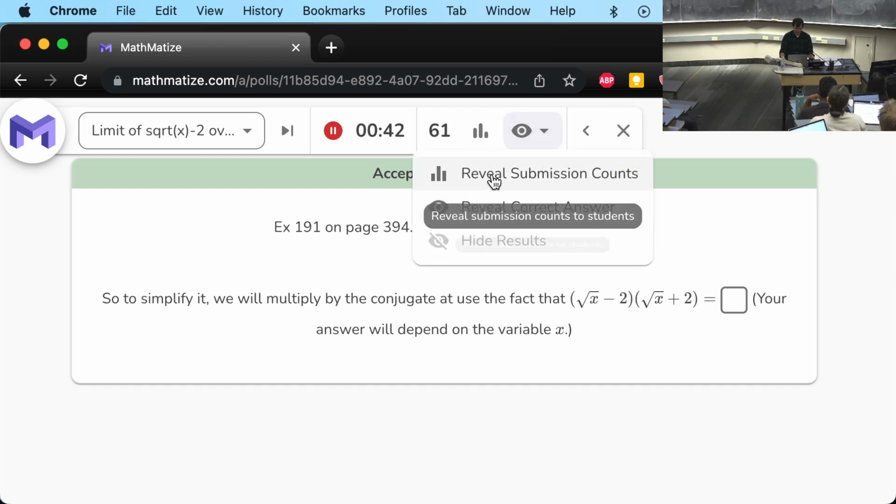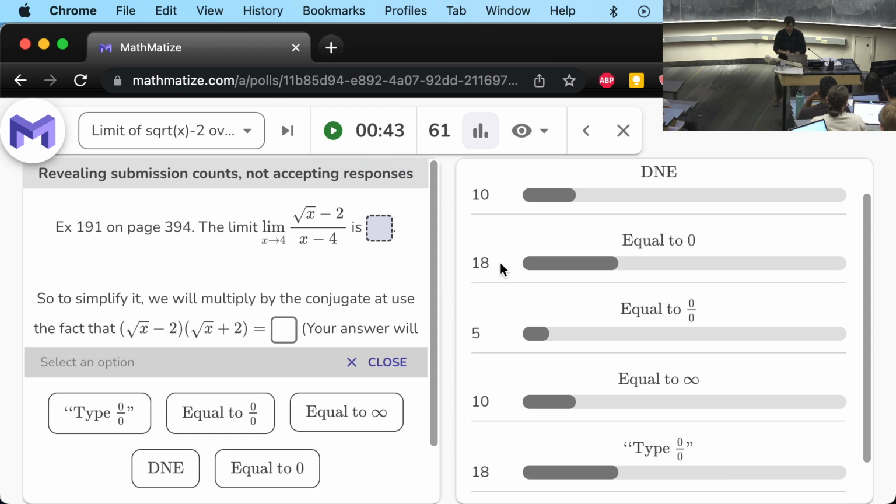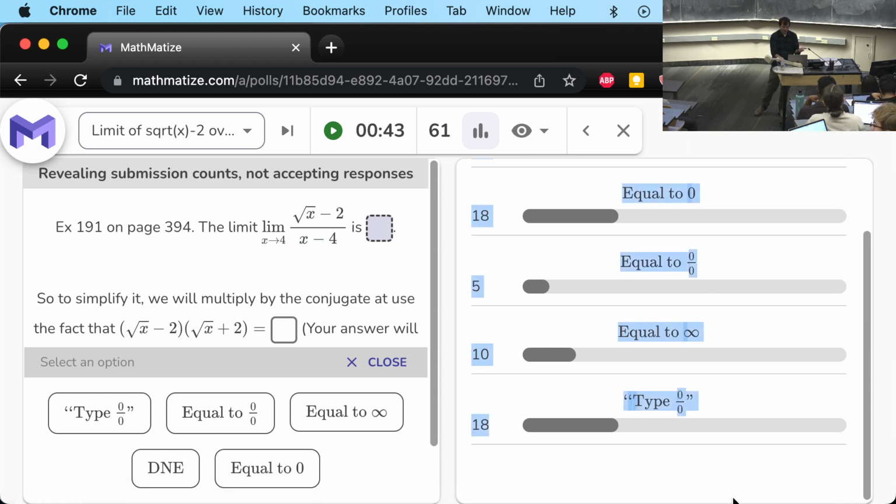Let's take a look at what you said. All right. OK. All over the place, right, with this vote. So what I've said so far is that the top of this limit, square root of x minus 2, on its own is going to 0. The bottom on its own is also going to 0. What does that mean? It could mean a number of things. It could mean any of these things.